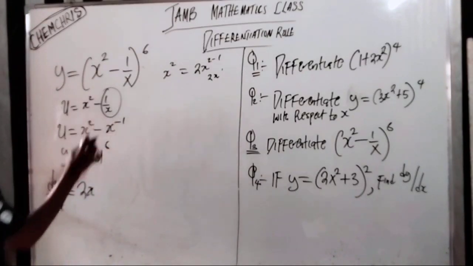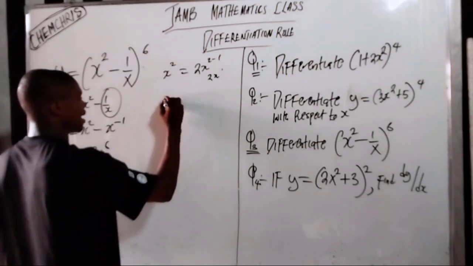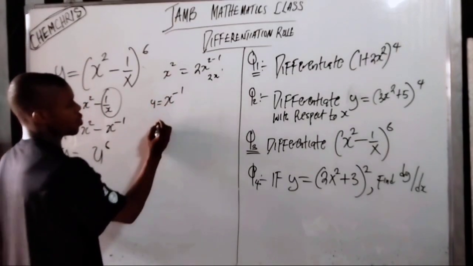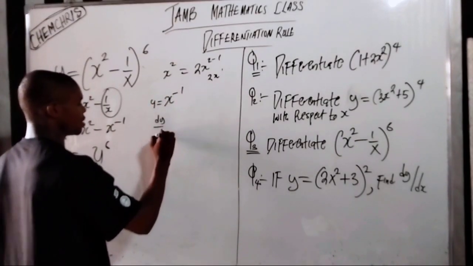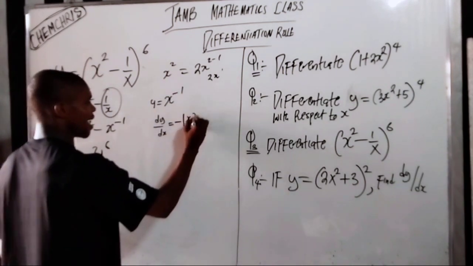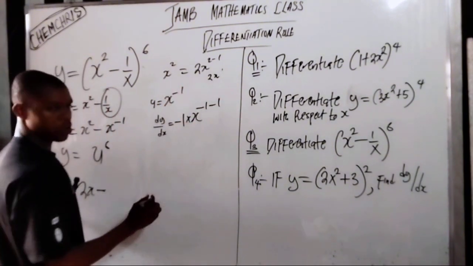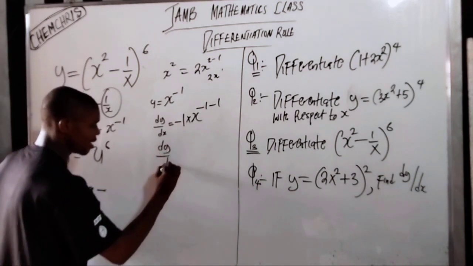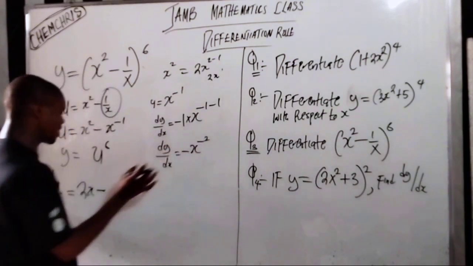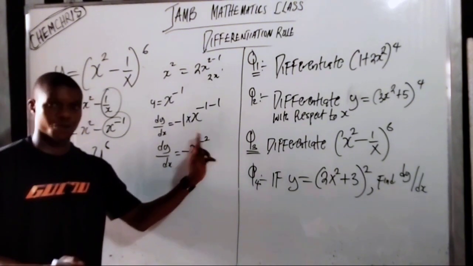But how do we differentiate this one? Remember, there is a minus sign here already. How do we differentiate this one here? We have something like x raised to minus 1, right? So let me say y equals x raised to minus 1. What are you going to get? dy over dx equals minus 1 times x raised to minus 1 minus 1. Remember, you subtract 1 from minus 1, so we get minus x raised to minus 2.